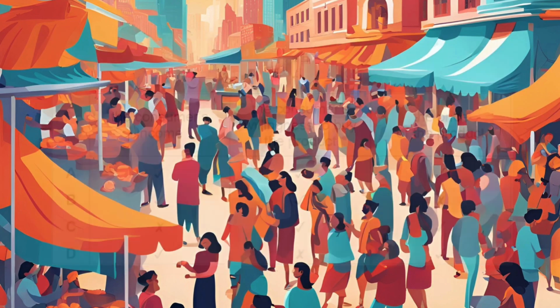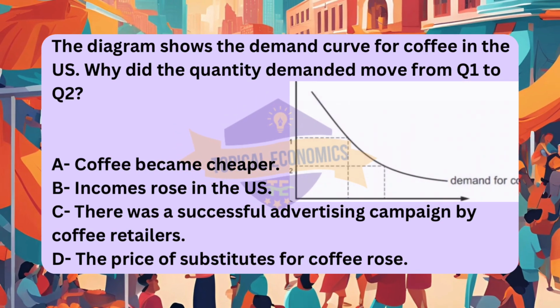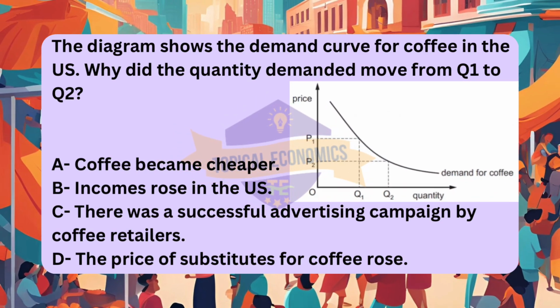Moving to question 3. The diagram shows the demand curve for coffee in the U.S. Why did the quantity demanded move from Q1 to Q2? A. Coffee became cheaper. B. Incomes rose in the U.S. C. There was a successful advertising campaign by coffee retailers. D. The price of substitutes for coffee rose. This question is from year 2020 October-November version 3.